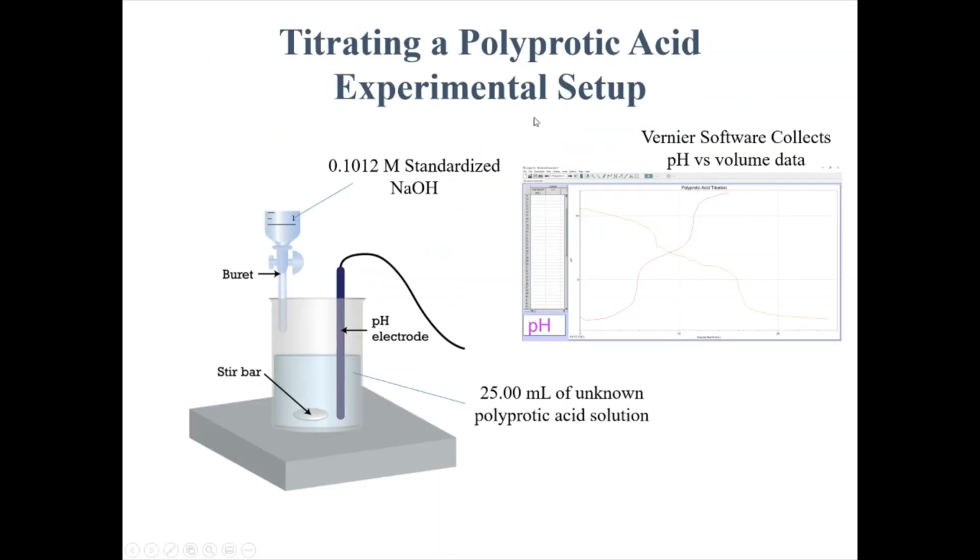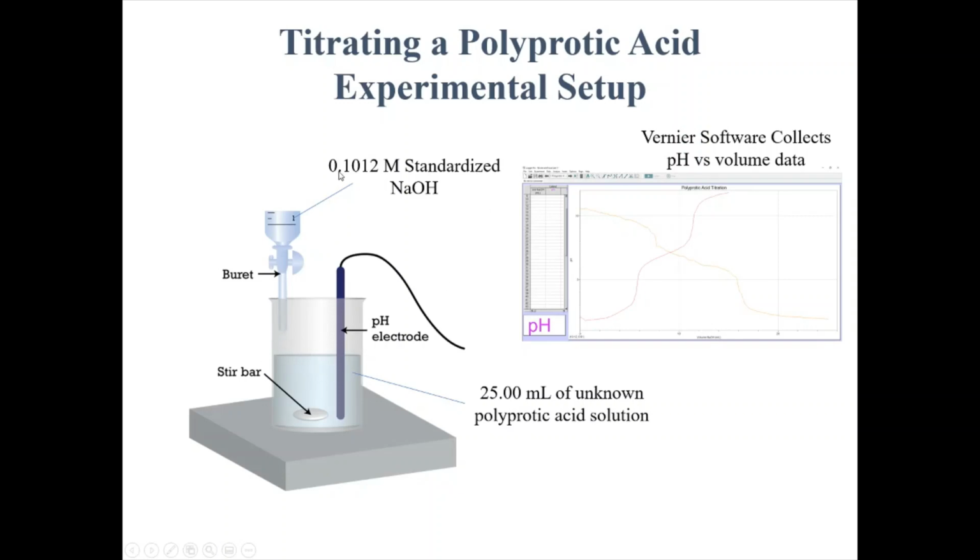Okay, so how do you set up this experiment? If you were in lab, you would take a beaker and put it down, and we would take 25 mL of the unknown polyprotic acid solution. We would use a volumetric pipette to transfer 25 mL of the unknown into our beaker, and then in our burette, which we would clean and put standardized NaOH in, we would set that up, and have the burette going into the beaker to add our base.